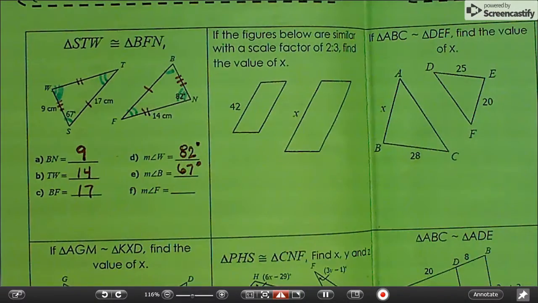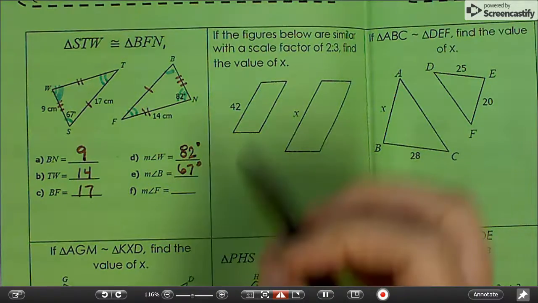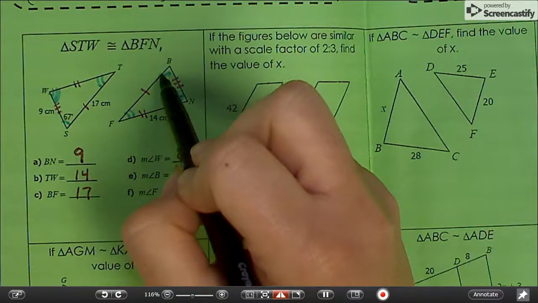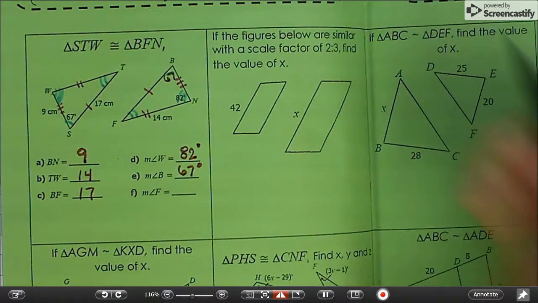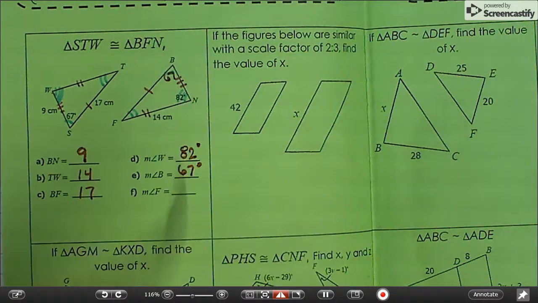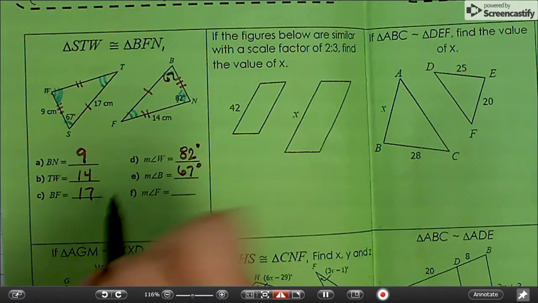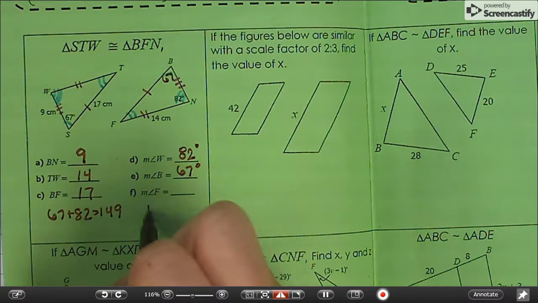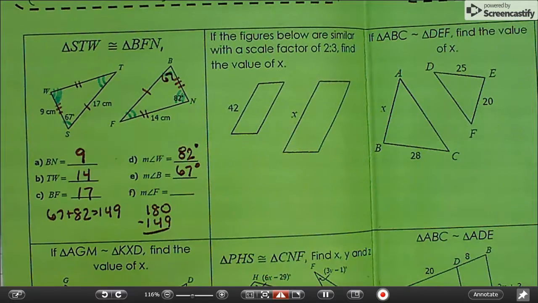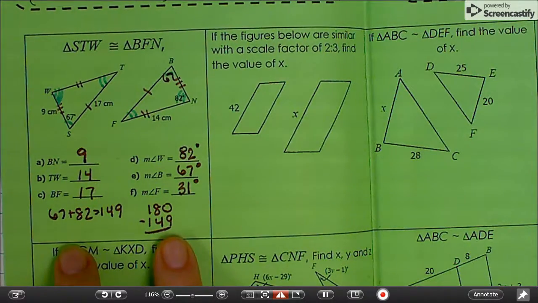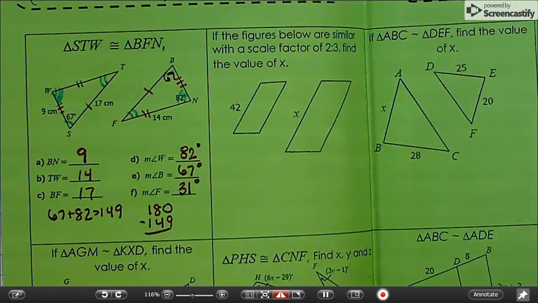Angle F corresponds with angle T, but we don't have any numbers there. However, I'm just going to transfer some stuff over. We know that this angle S went with B, so I'm going to put 67 here. And how many degrees are in a triangle? Hopefully your brain said 180. So we're going to add up what we have, 67 plus 82. That's 149. 67 plus 82 equals 149. And we're going to subtract that from 180. And that equals 31 degrees. So this is how it works when we're talking about congruency. Corresponding parts are congruent.